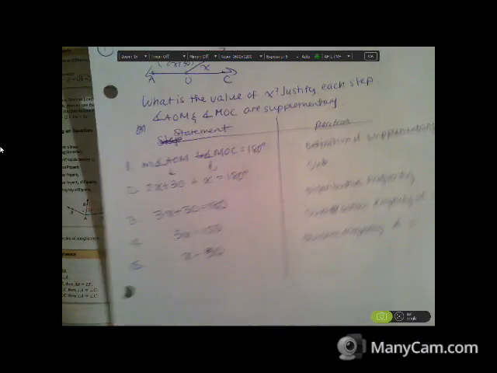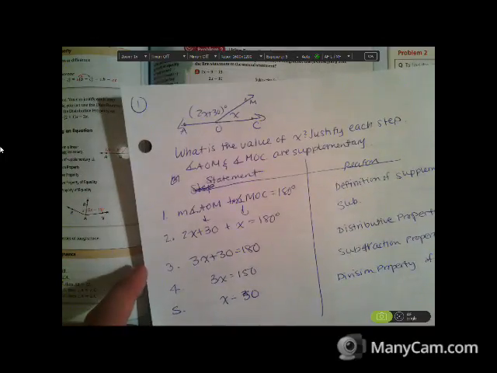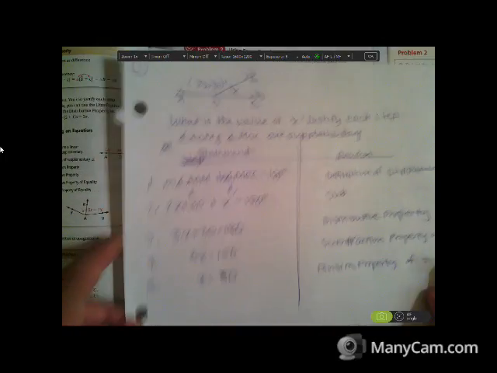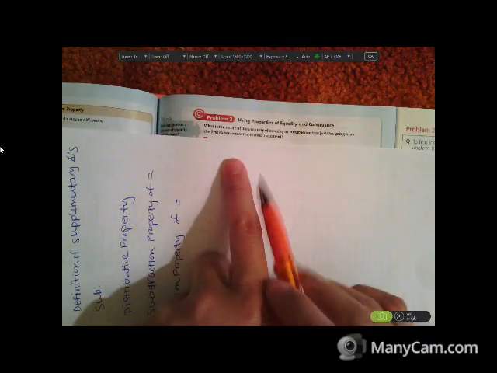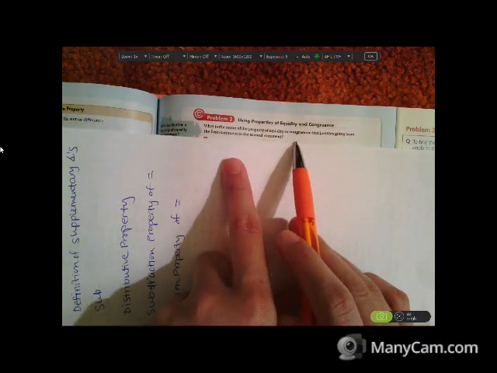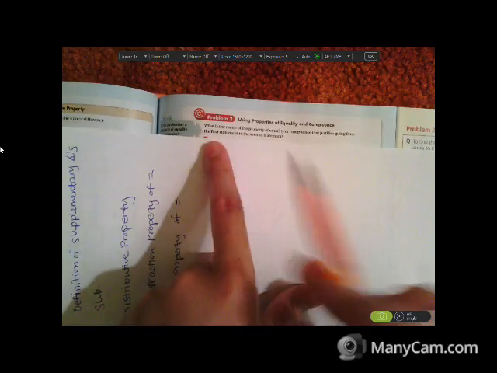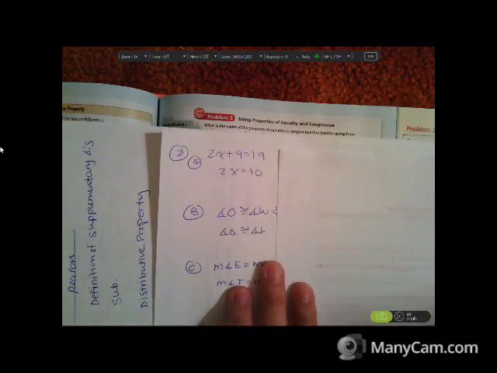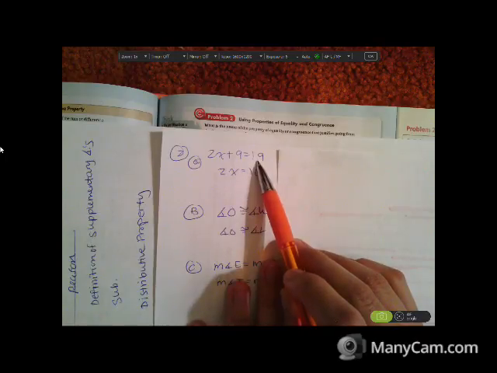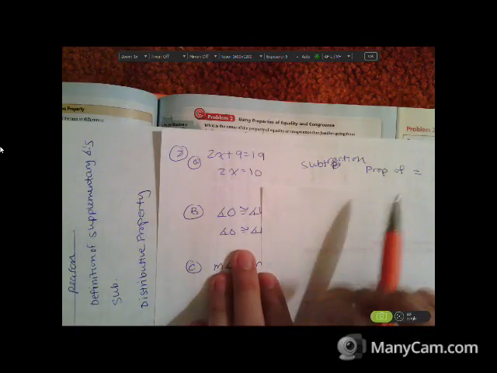Alright, so why don't you try the got it? Alright, so problem 2. We want to know the name of the property of equality or congruence that justifies going from the first statement to the second statement. So, as you see, the first one is 2x plus 9 equals 19. Then we get 2x equals 10. So therefore, we subtracted 9 on both sides. So you get the subtraction property of equality.